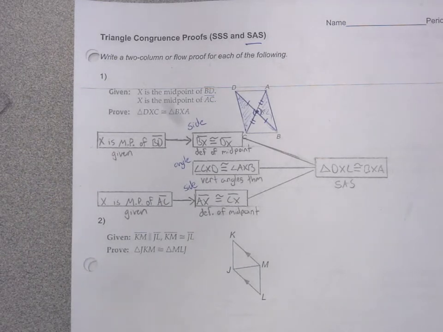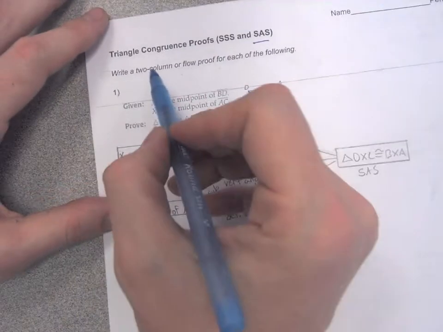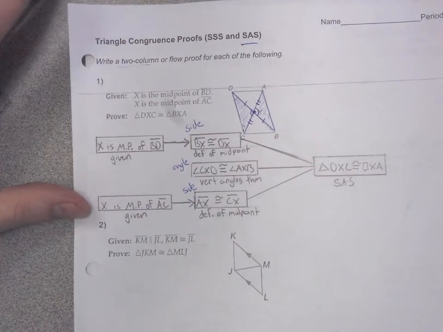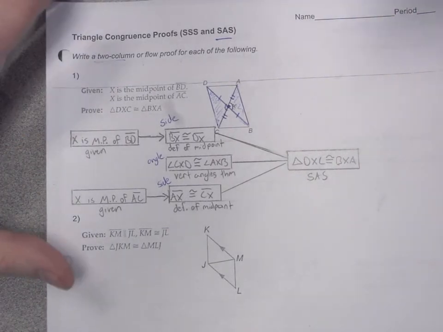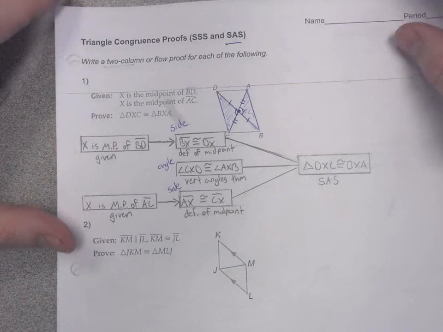Now for these, I like flow proofs. Some of you don't like those. You don't have to use a flow proof. You can also use a 2-column proof. I gave you that option. However, the way I'm going to write it down here, I'm going to use flow because it makes a lot of sense in this case.